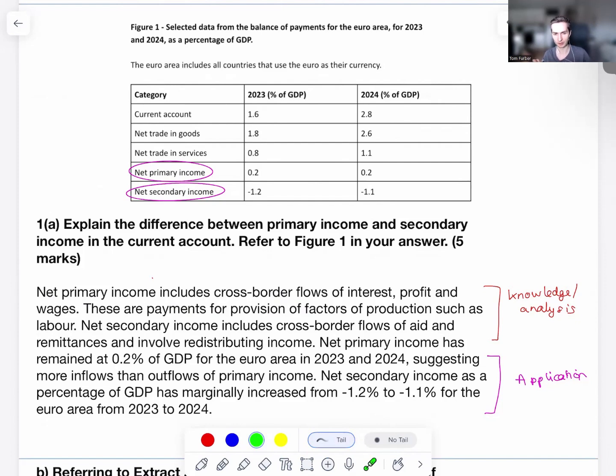So that's explaining our knowledge and that's explaining the terms, giving some examples of what might be in the primary and secondary income. Now, for the 2 marks for application, we're going to refer to the extract. Net primary income remained at 0.2% of GDP for the euro area in 2023 and 2024. That's a positive percentage, so it suggests more inflows than outflows of primary income. Net secondary income has marginally increased as a percentage of GDP. It's become less negative, from minus 1.2% to minus 1.1% in the euro area from 2023 to 2024. That's our application, that's our knowledge and analysis.